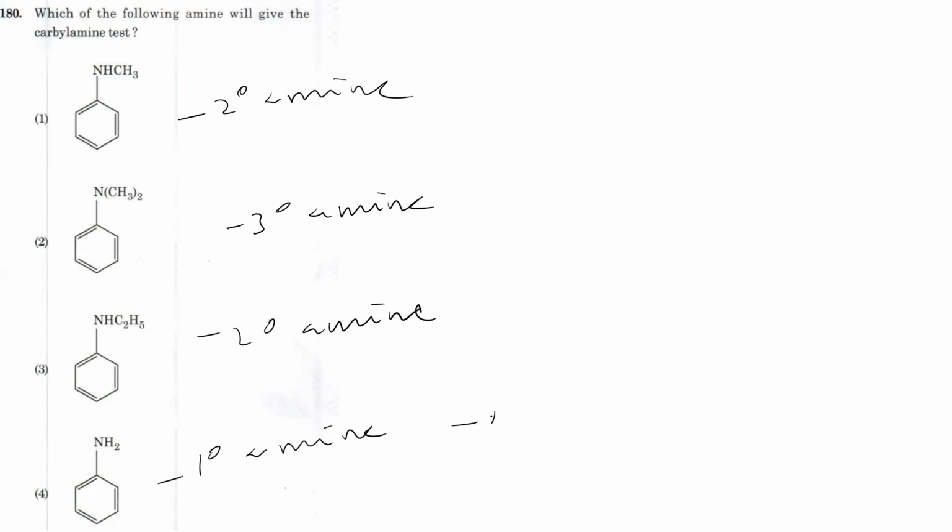Primary amine means NH2 group will be there. Secondary amine means NH group will be there. Tertiary amine means N will be there. So they are asking about the carbylamine reaction. Carbylamine reaction means primary amines will undergo the carbylamine reaction. Therefore, the fourth option is the answer for this. So aniline is the answer for this question. Okay, let us complete.